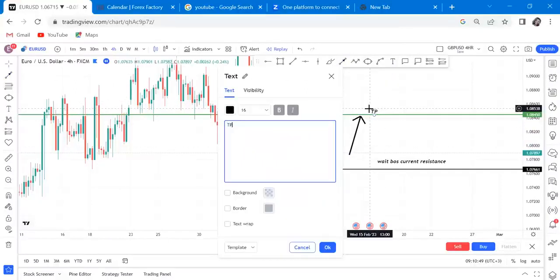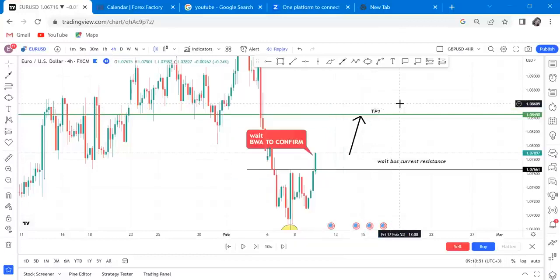Guys, am I making sense? BWA can tell you it will just take a day. That's how powerful the BWA strategy is. It will take a day for you to hit TP. BWA can tell you, yes, I will hit TP1, but it'll take a week or a month. And that's the power of BWA.